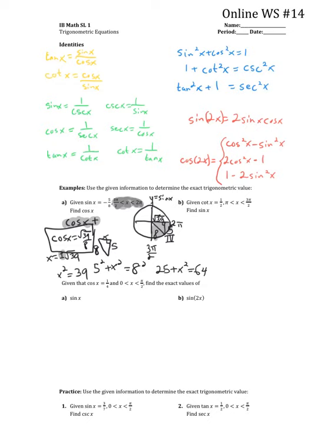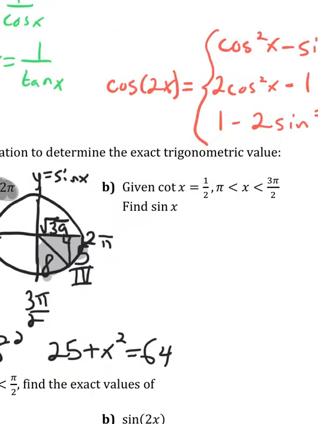All right, let's move on to example B here. We're trying to do our notes a little bit nicer this time. First I see this is going from pi to 3 pi over 2. That is telling us this is quadrant 3. All right, and we're starting with cotangent of x. Cotangent is 1/2. So again, if I'm thinking about quadrant 3 specifically, it's down here. I know sine is going to be a negative value in that quadrant.